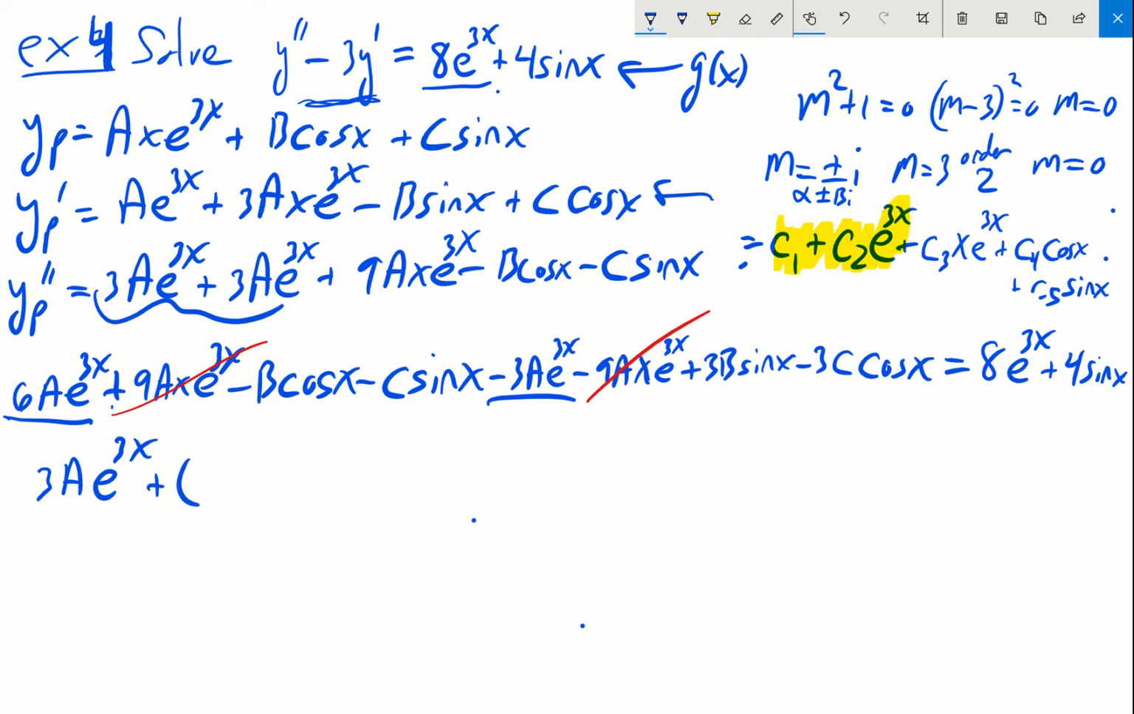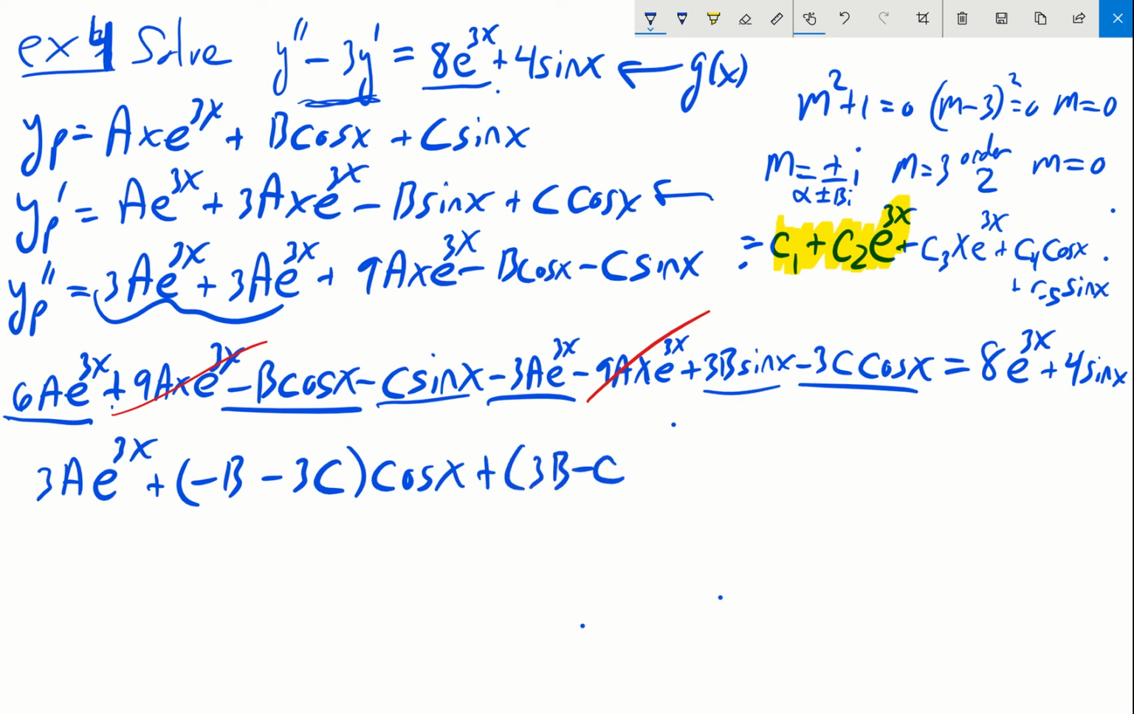I'm now going to write out the coefficient of the cosine term. These are my two cosine terms right here. That's a negative B with a minus 3C. That's with the cosine x. And then our sine terms would be these two right here. That's going to have a coefficient of 3B minus C sine of x. And this is equal to 8 e to the 3x plus 4 sine x.